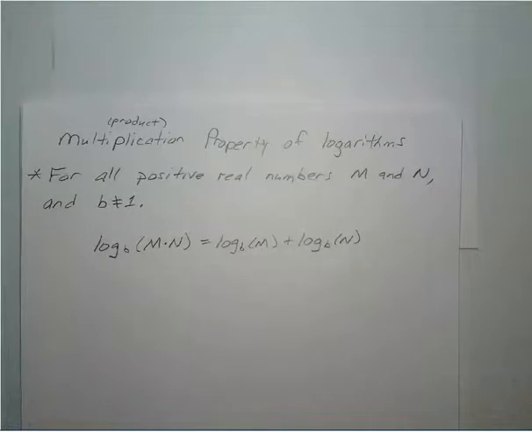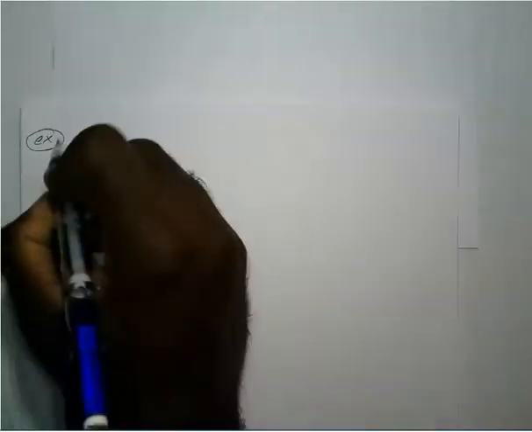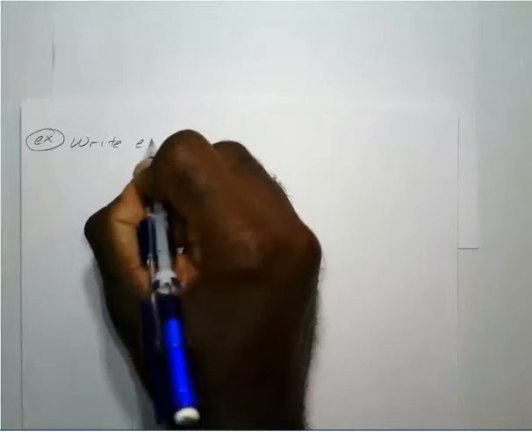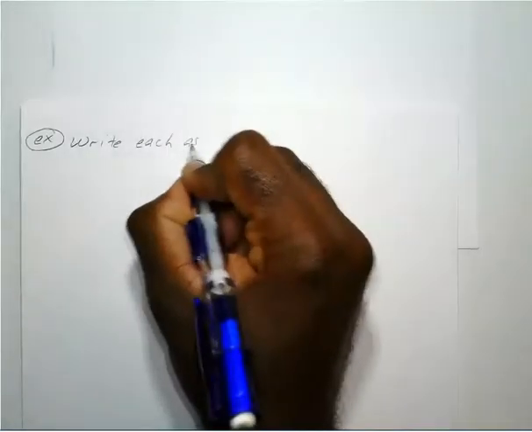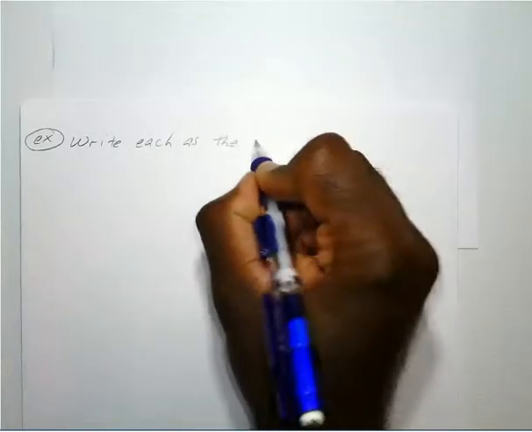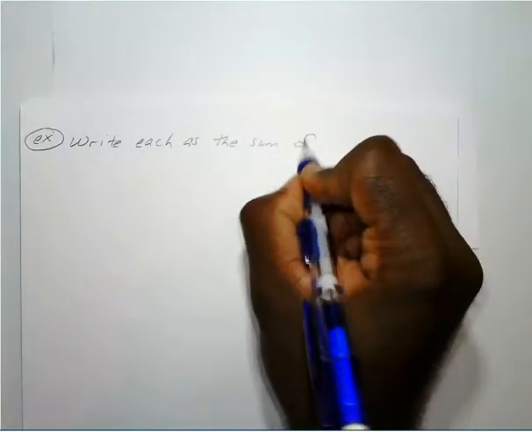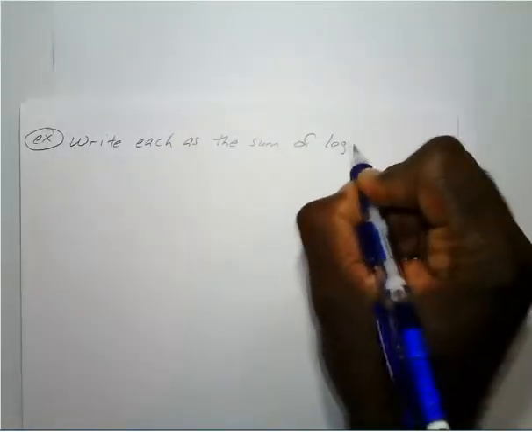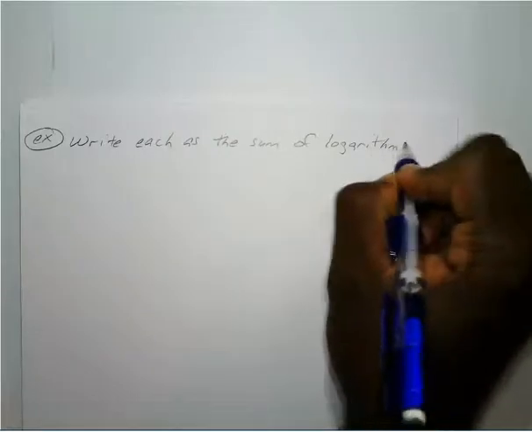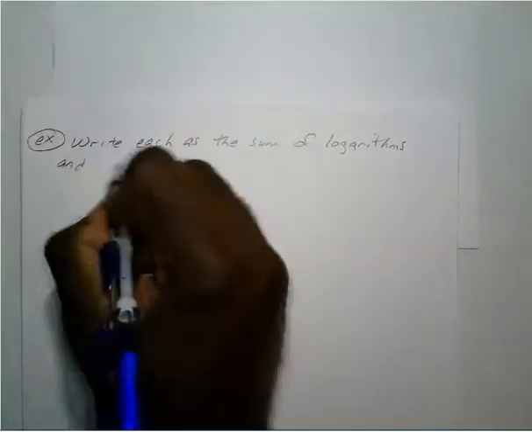Alright, so we'll do a couple of examples using the multiplication property. For example, we want to write each as the sum of logarithms and simplify.